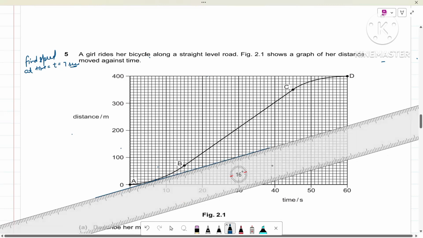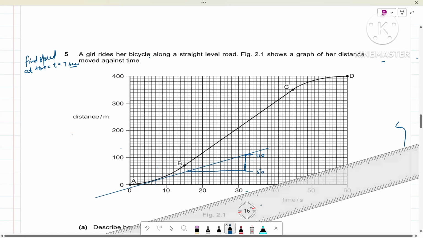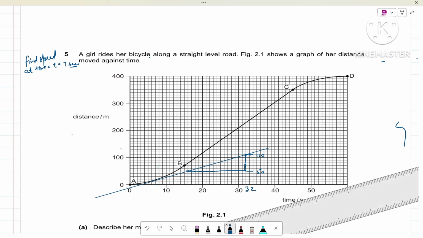Now on this tangent, you can take any 2 points and draw a triangle. Let's say I'm taking these 2 points, one point this, and second point this. Now I have to draw this triangle here because I will use the triangle method. Now I will find the gradient. At this point, the value of the distance is 110. At this point, the distance is 50. At this point, time is 32. At this point, time is 16.